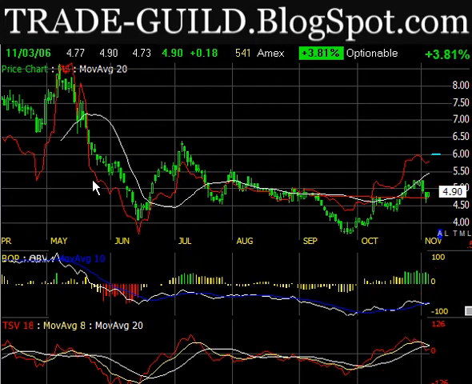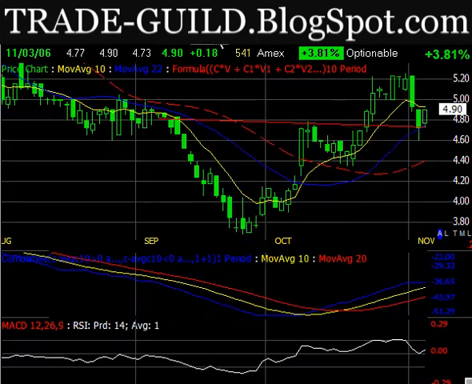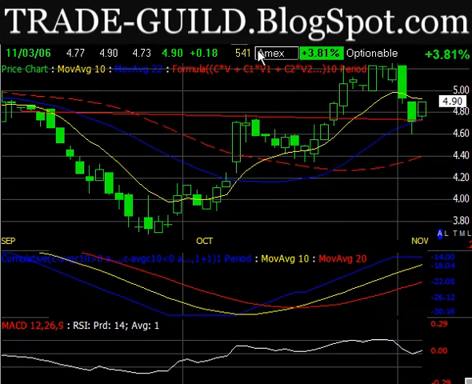I think as far as the trade goes, let's take a look at this a little bit closer here. As far as the trade goes, I think this is the pullback.